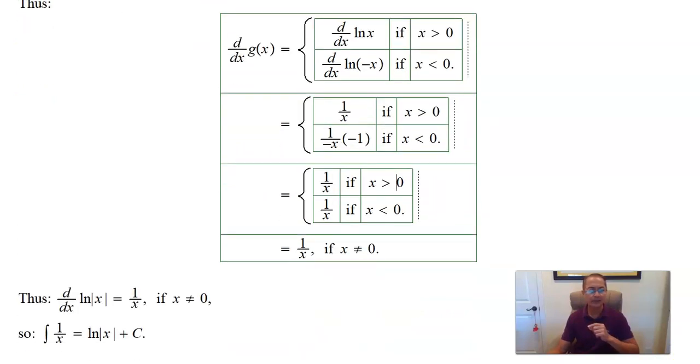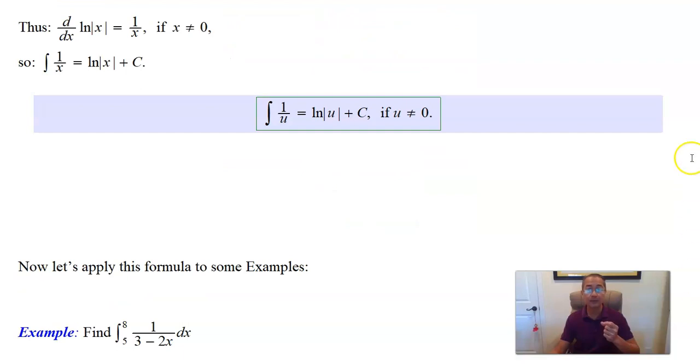Okay, so this tells us that the derivative of ln of absolute value of x is 1 over x, and so the corresponding full-bodied antiderivative formula is the antiderivative of 1 over x is the ln of absolute value of x plus c. And as usual, we are going to write our antiderivative formula in terms of u instead of x, because almost all the time we are going to need a substitution in order to apply this formula. Okay, so we're going to look at some examples.